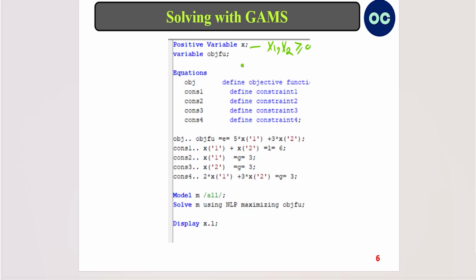Z, or objective function, is free sign, so we just write variable. We have 5 equations, one equation for the objective function and the others for constraints. Z is equal to 5x1 plus 3x2.